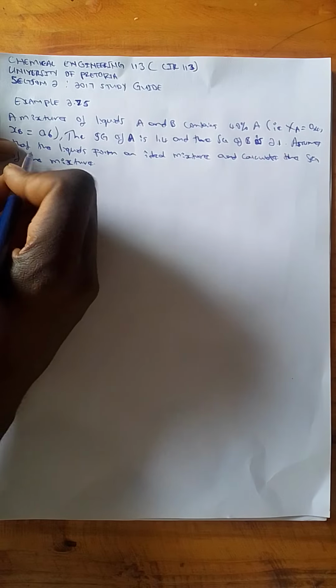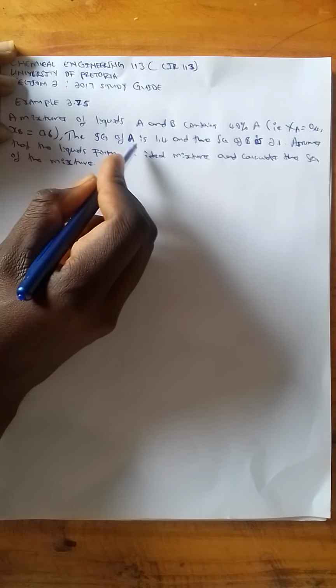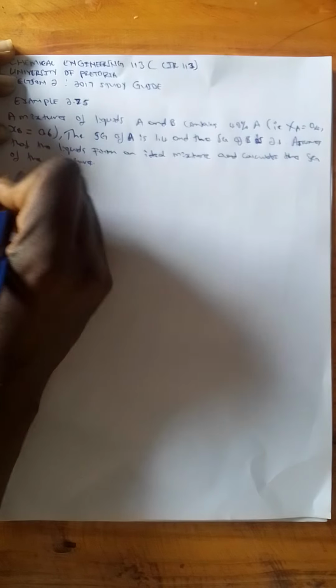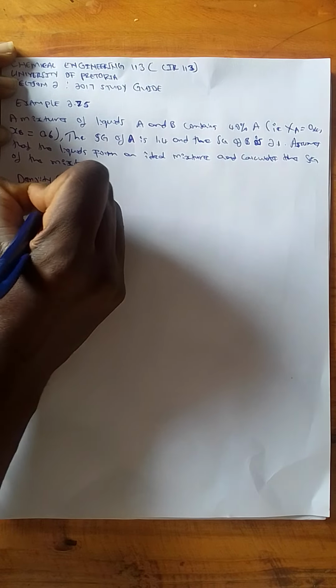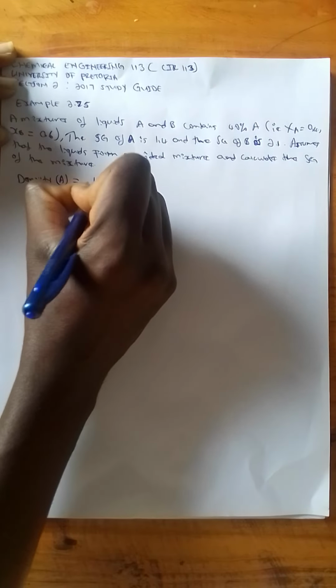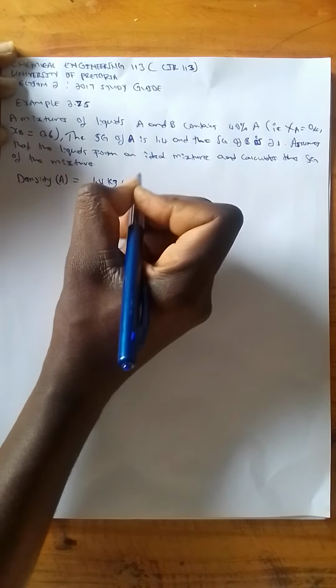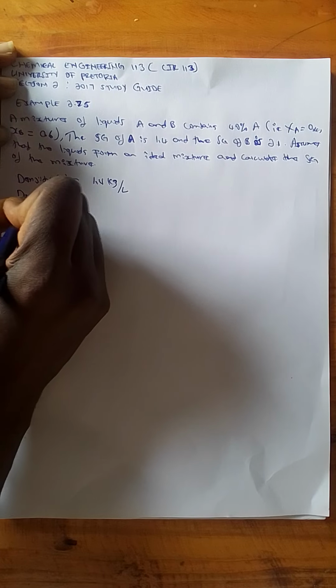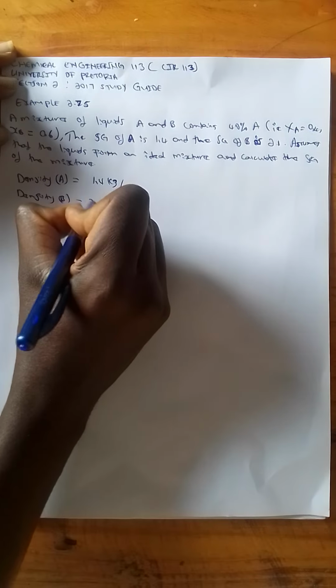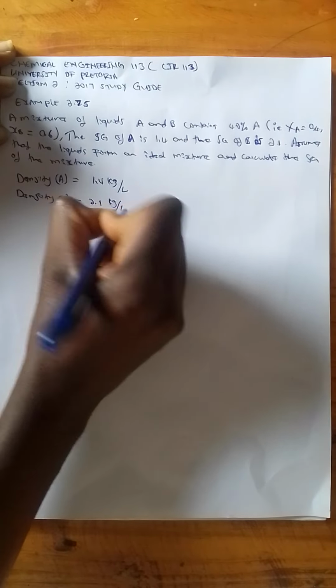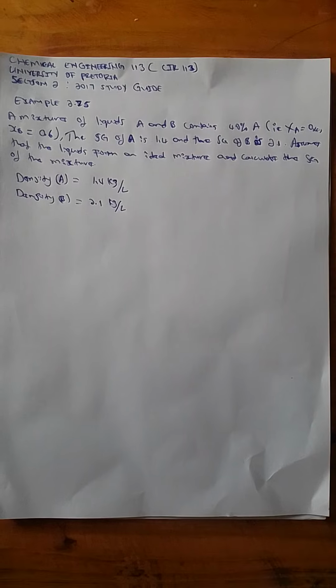So now with that said, for us to answer this question, we just need to put together all the information that we have. For instance, now we know that if the SG of A is 1.4, then the density of A is equal to 1.4 kilograms per liter, and the density of B is equal to 2.1 kilograms per liter. Well, that we get from the SGs.